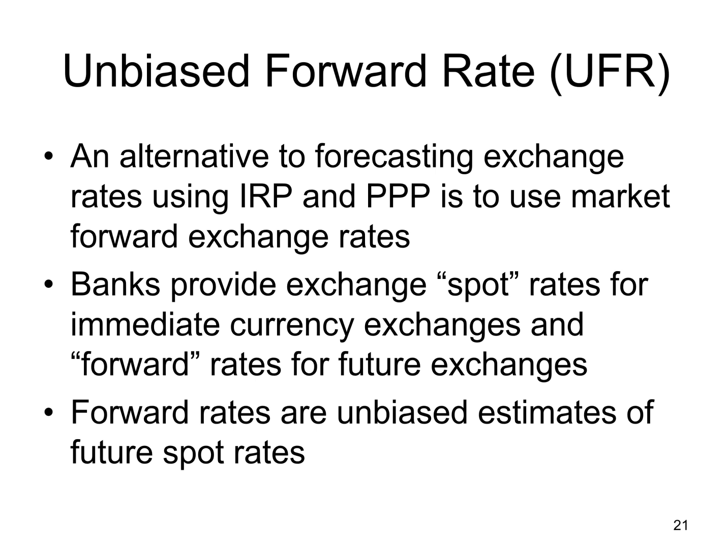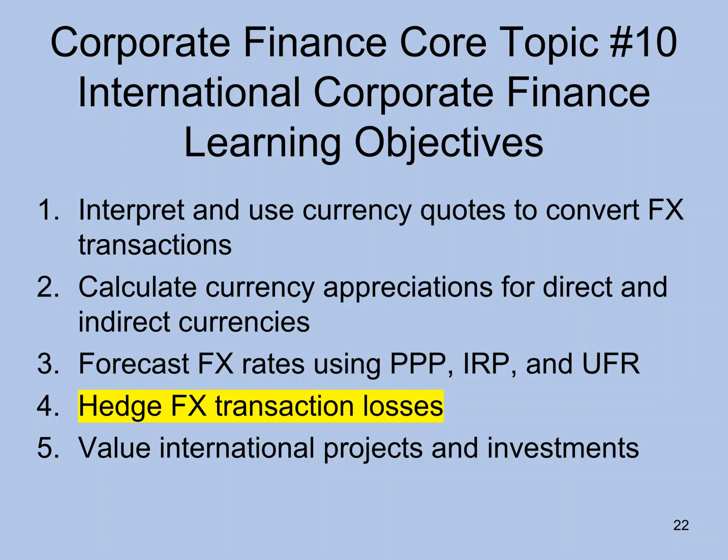You can go to a Bloomberg or Reuters system and get a composite of those forward rates for banks at different deliveries. And you can use those as forecasts of exchange rates. Those have been shown to be unbiased predictors of future exchange rates, or spot rates in the future. So in this topic, we talked about FX rate forecasting using PPP, purchasing power parity, IRP, interest rate parity, and UFR, unbiased forward rate.